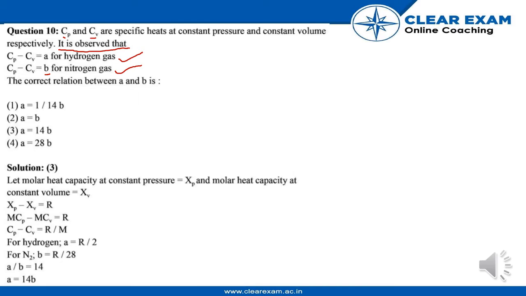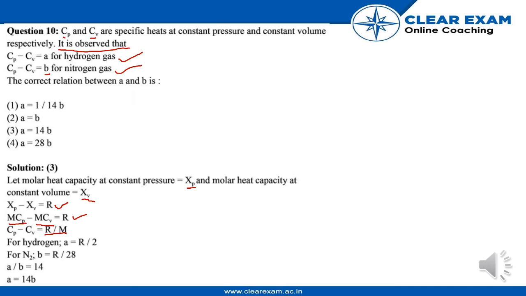Now, how to solve it? Let the molar heat capacity at constant pressure be Xp and the molar heat capacity at constant volume be Xv. So Xp minus Xv will be R. We know that X equals MC. So for Xp it will be MCp and for Xv it will be MCv, and the difference is equal to R. From here we can find Cp minus Cv by dividing both sides by capital M. So Cp minus Cv will be R by M. We have divided by M on both sides.